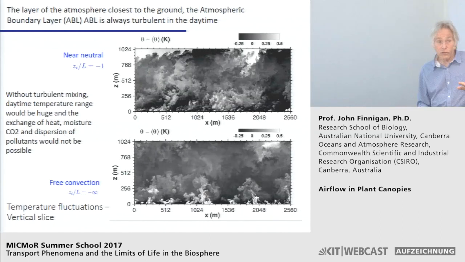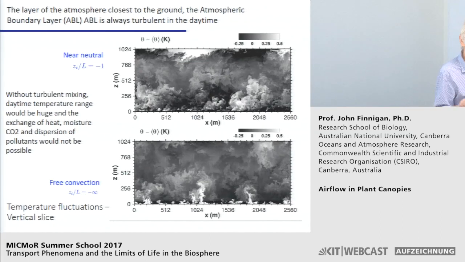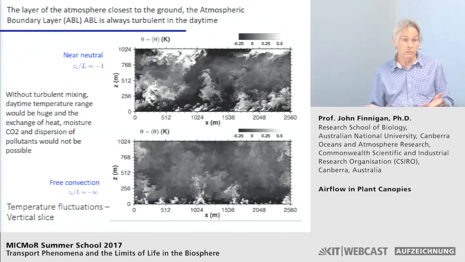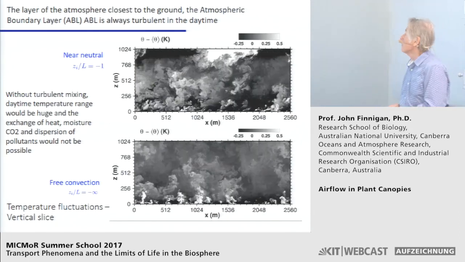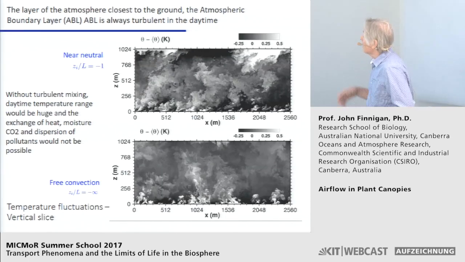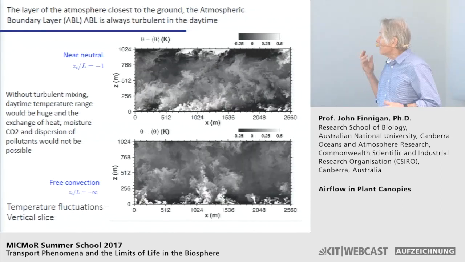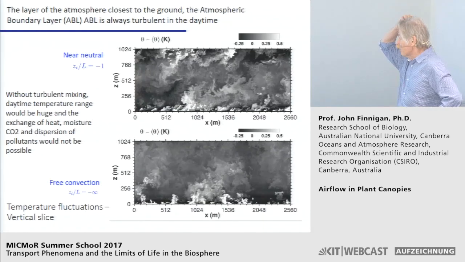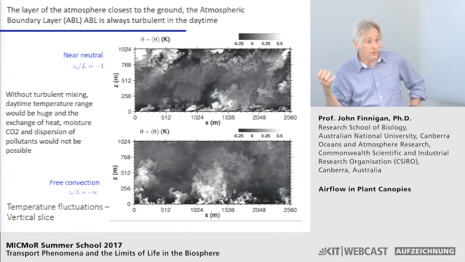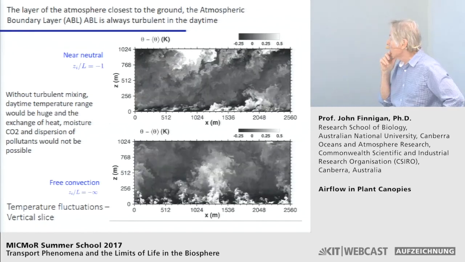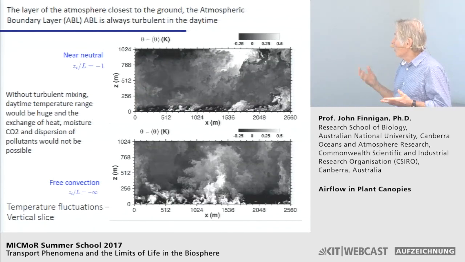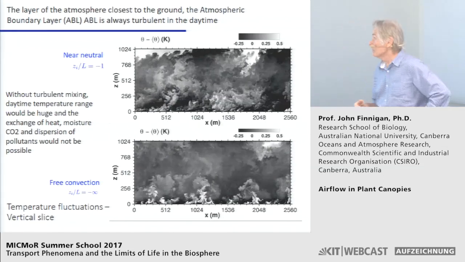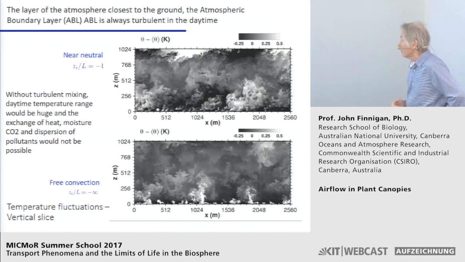The layer of the atmosphere closest to the ground, the layer that reacts to the diurnal cycle of heating and cooling as the sun comes up and goes down every day, is called the atmospheric boundary layer. And in the daytime, the atmospheric boundary layer is always turbulent. So these animations and all the others that I'll show, particularly in the second talk on Friday, are all the result of work by my colleague Ned Patton at National Center for Atmospheric Research in Boulder, Colorado.